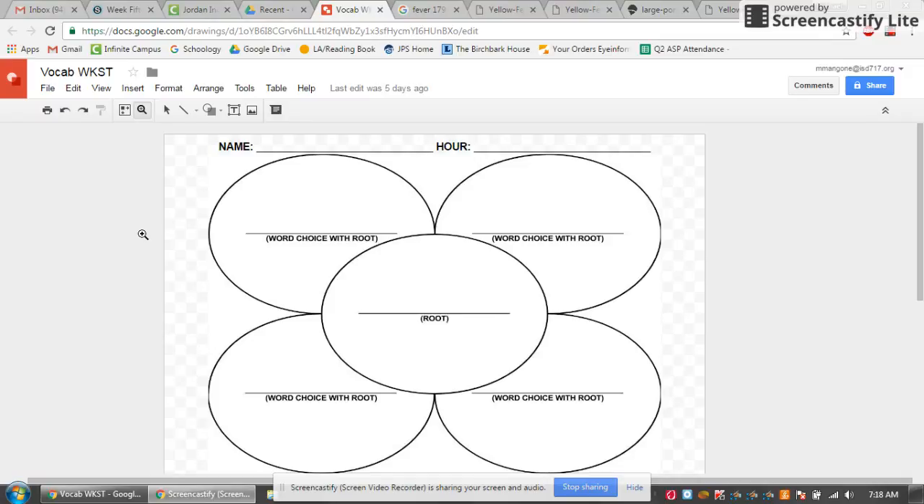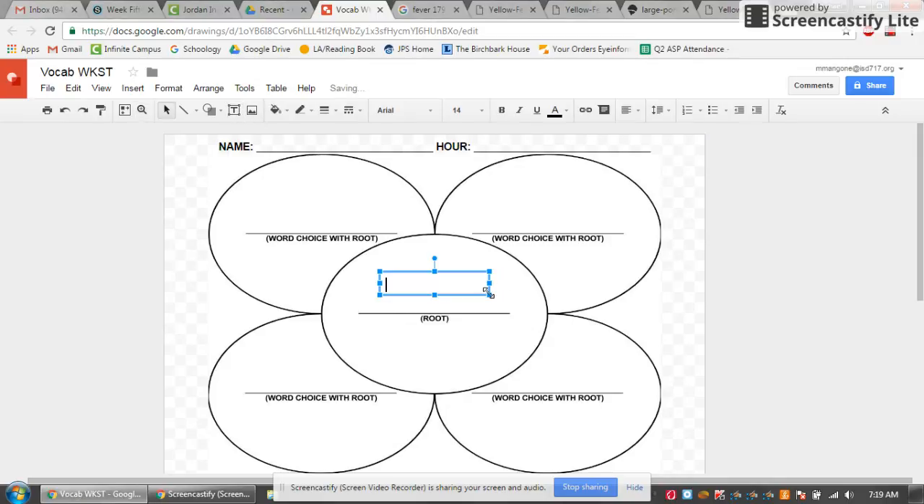Once you've done that, you'll find there's no longer daily vocabulary on the board. Instead, all there is, is a weekly root. You need to write down the weekly root here. For this week, I think it is aqua. So I put aqua there.